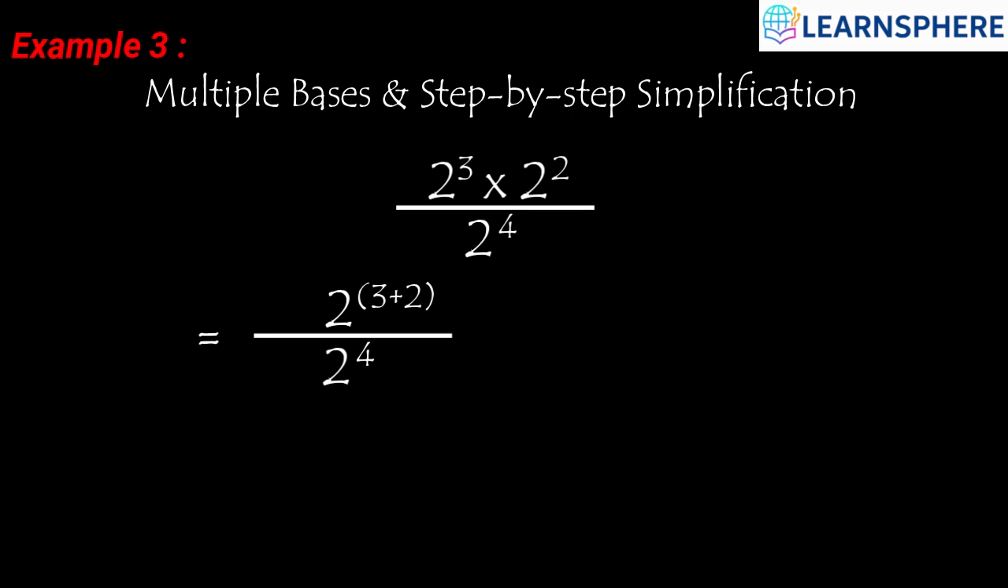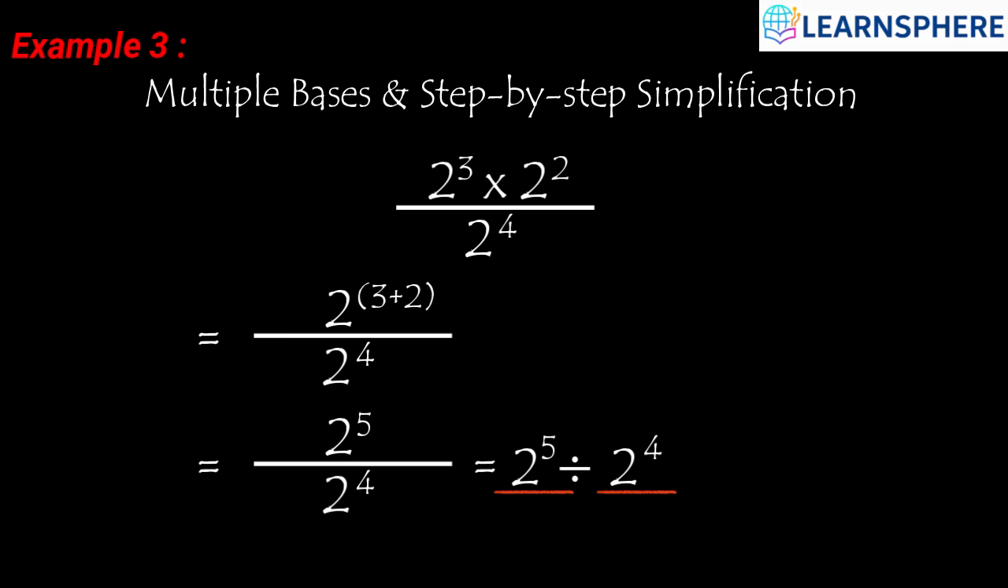Next, in the numerator, we can simplify it to be 2 to the power of 5 over 2 to the power of 4. This fraction can be expressed as 2 to the power of 5 divided by 2 to the power of 4. And as they have the same base and are dividing by one another, we can rewrite it as 2 to the power of 5 minus 4, where we will get 2 to the power of 1 as our answer. And in the simplified form, we can just write it as 2.